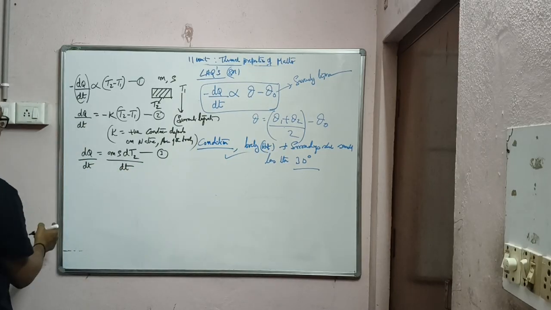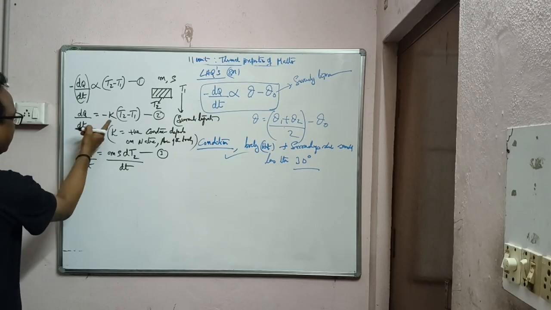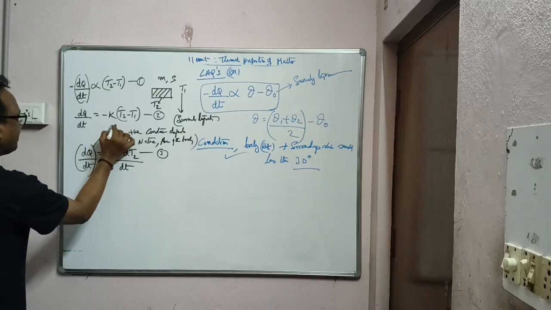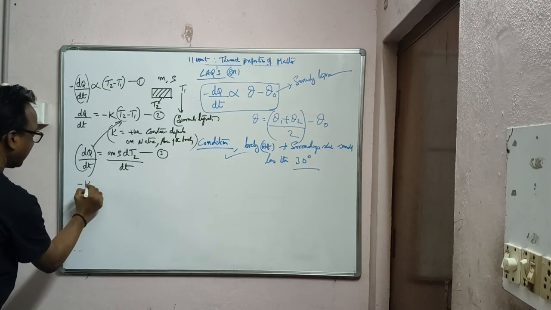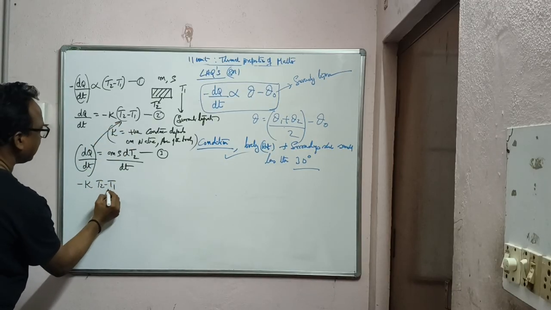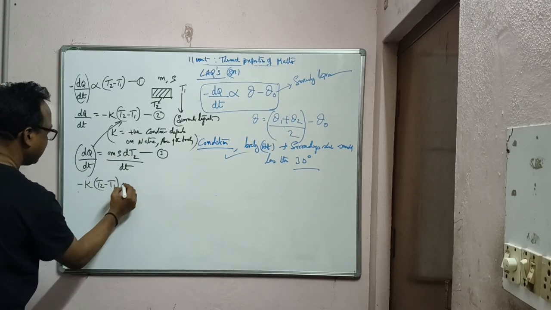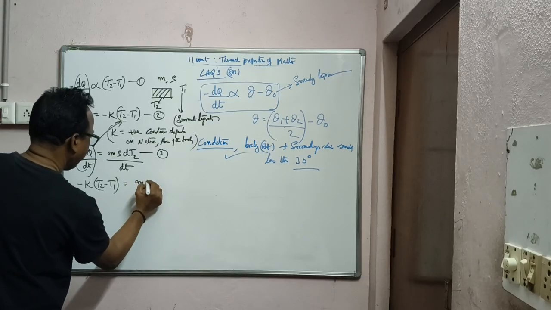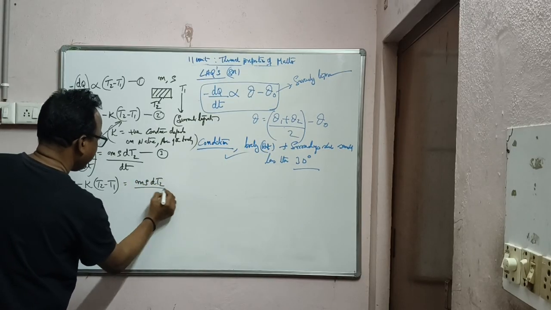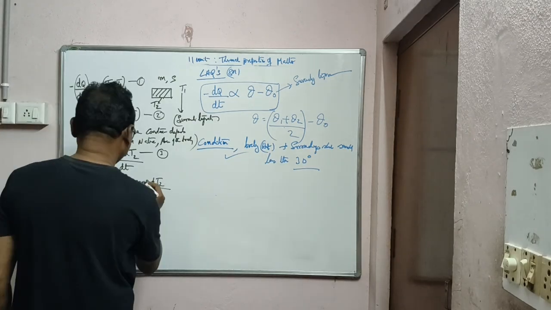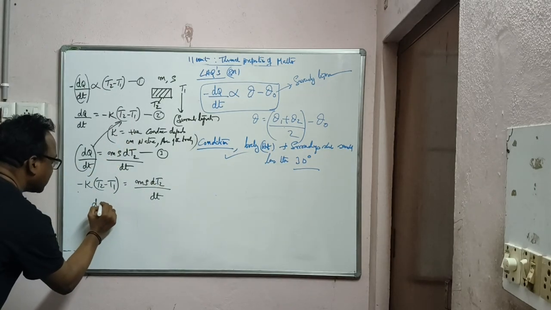Now compare with equation 1 and substitute here. dq is this, so what does that mean? I can substitute in this place this value. So minus k (T2 minus T1) is equal to ms by dt. Let's rearrange this equation for integration purposes.